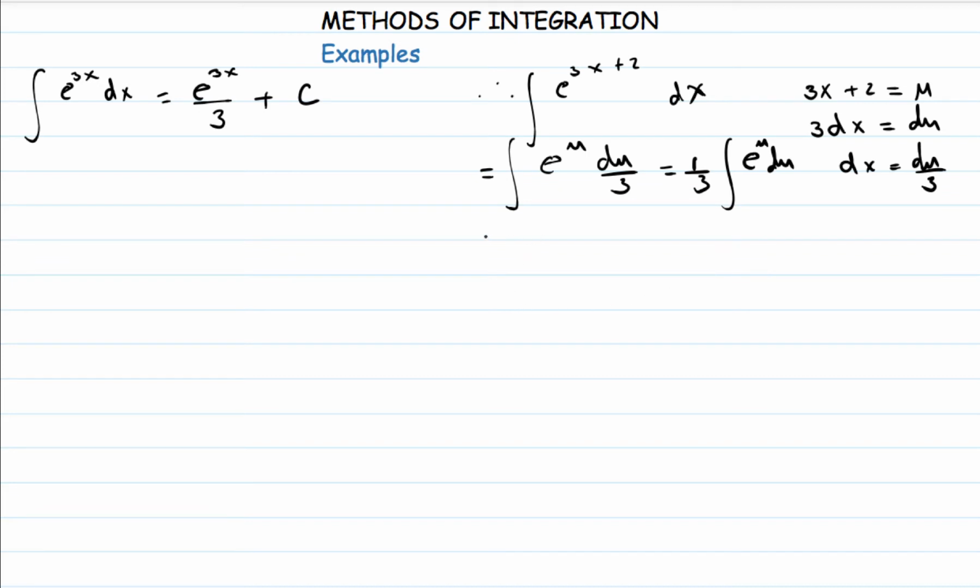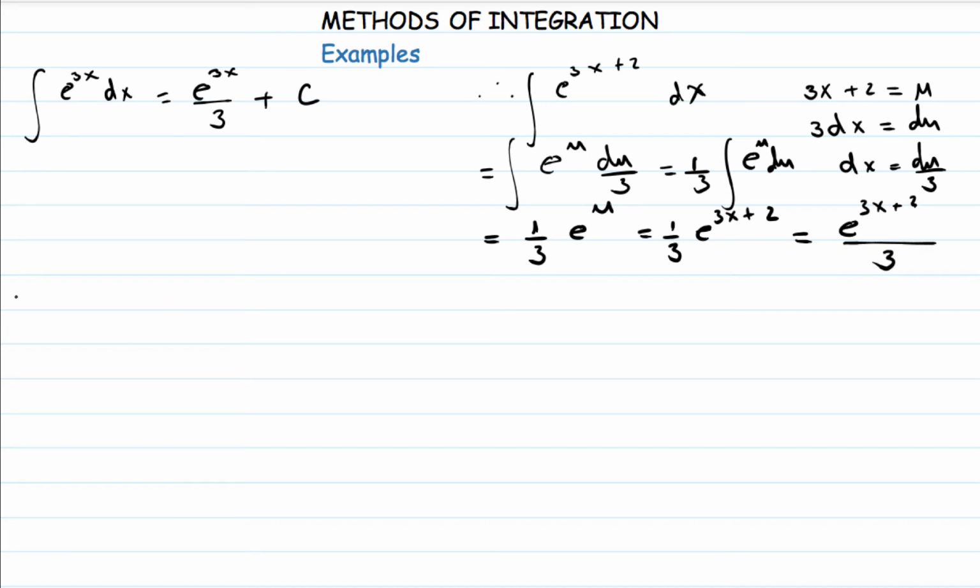Now we can just do this. We're going to have 1 divided by 3 and this is going to be e raised to u. There is a 1 multiplying this u. In the first case it was 3, but in this case it's 1. This is going to give us 1 divided by 3 into e raised to 3x plus 2, which is equal to e raised to 3x plus 2 divided by 3. This case here is complete.